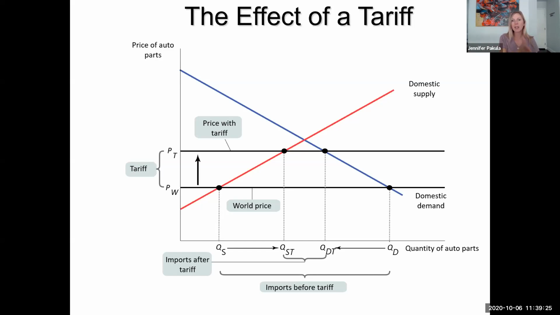Now, for the price with the tariff, I have the solid line across, I have the two dots, and when you have the dot on the red domestic supply line, you draw the reference line down, that's QST, quantity supplied domestically with the tariff. We also have QDT, quantity demanded domestically with the tariff. We still have imports with a tariff. Okay, so it's not that imports are going away, we just have a smaller amount of imports compared to what we had before the tariff. So you can see how that bracket is smaller.